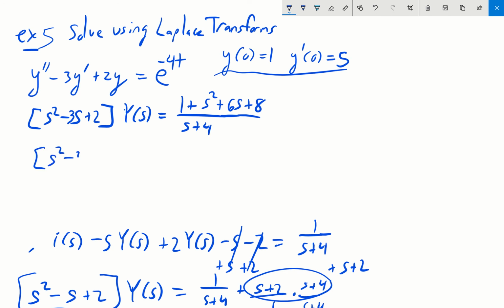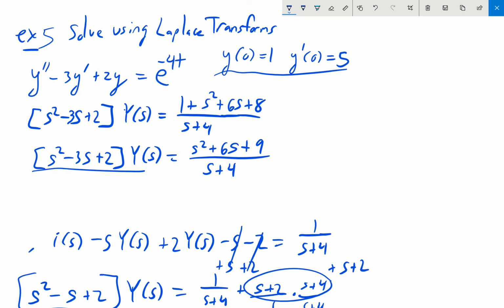So s squared minus 3s plus 2 times y of s is equal to s squared plus 6s plus 9, all divided by s plus 4. And now we'll divide everything by s squared minus 3s plus 2.